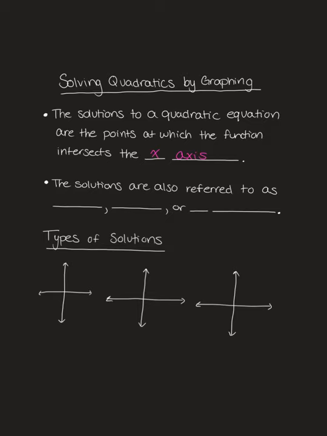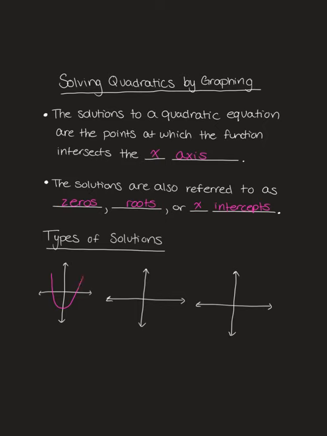Solutions are also referred to as zeros, roots, or x-intercepts, where the graph crosses the x-axis. These all mean the same thing. There are 2 or 3 different types of solutions.